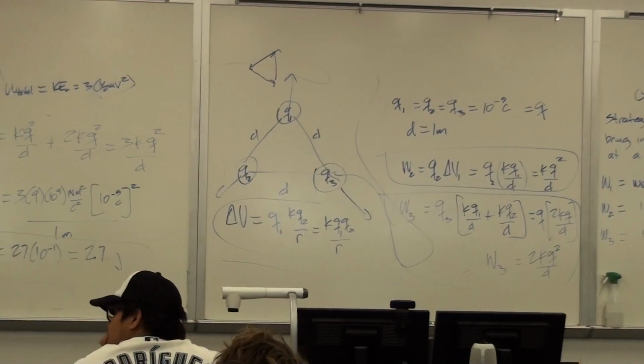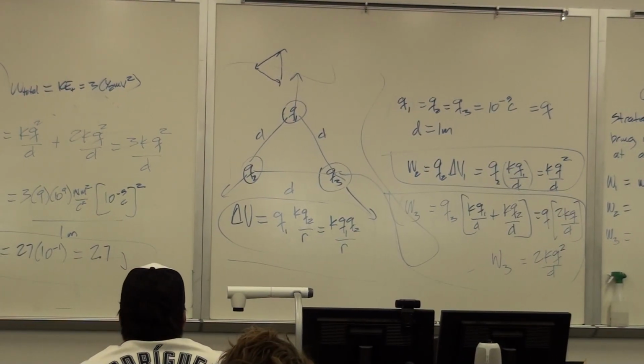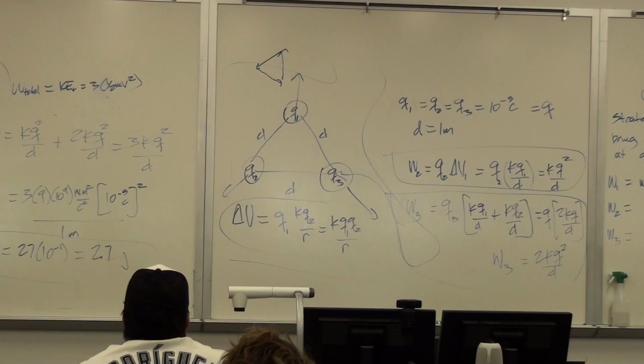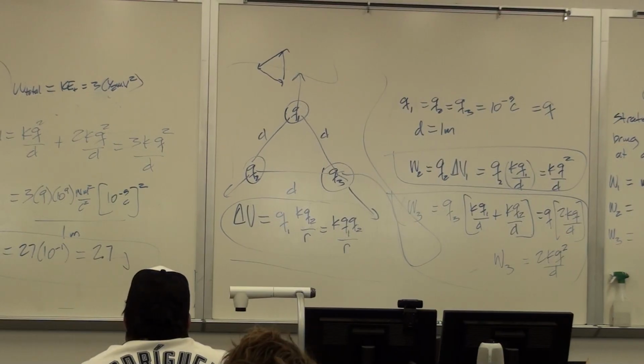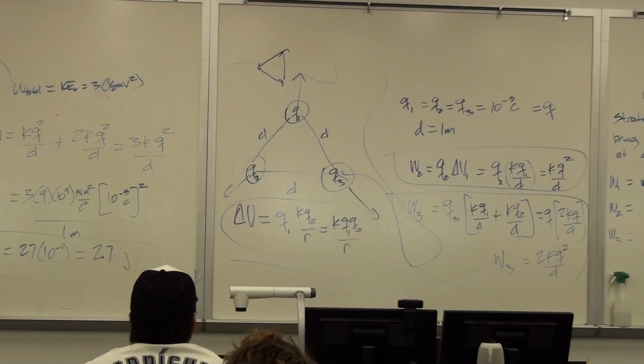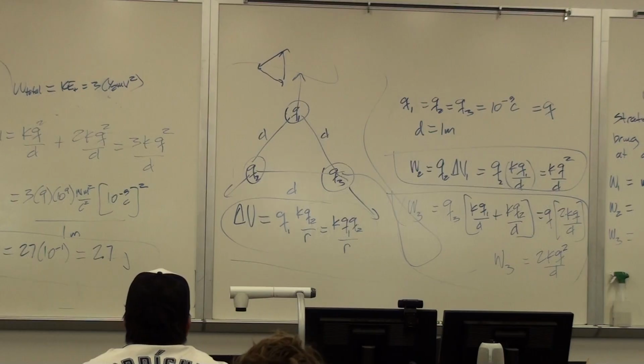Yeah. Why is the work to bring in the first charge 0? Because you didn't have to push against anything. I brought them in one at a time. So there was nothing else there. So I moved it against a zero electric field. Oh. Got the first one for free. And then the second one, I bring it in against Q1. And the third one, I have to bring in against Q1 and Q2. And that way you don't count twice.